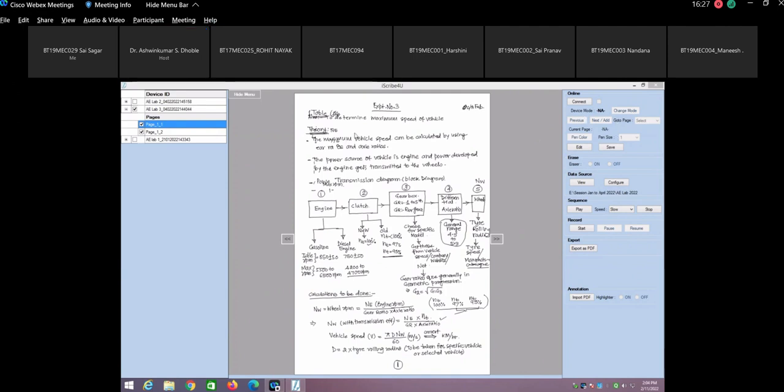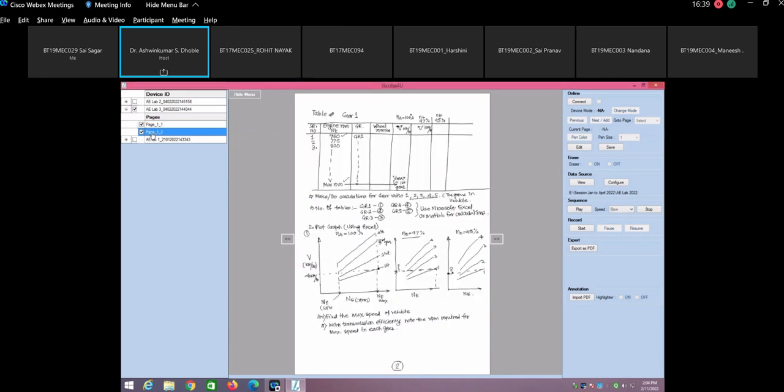This was our experiment number 3 to determine the maximum speed of the vehicle, and I hope that you have done the calculation for your vehicle. So this is the total theory which we discussed, and I asked you to draw the graph for transmission efficiency of 100%, transmission efficiency of 97%, then transmission efficiency of 95%.